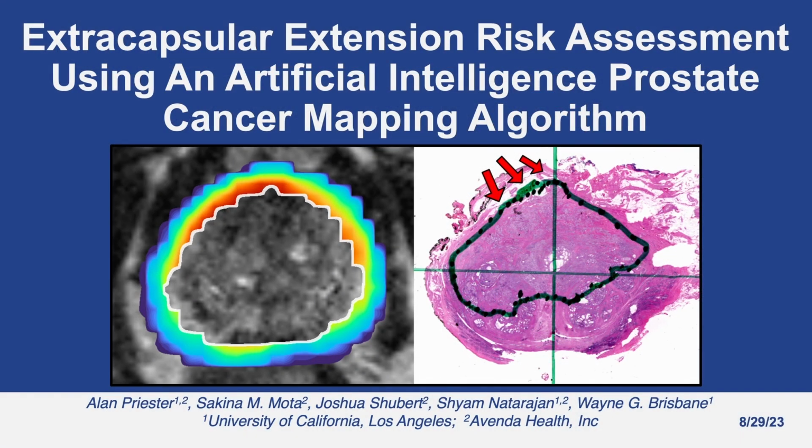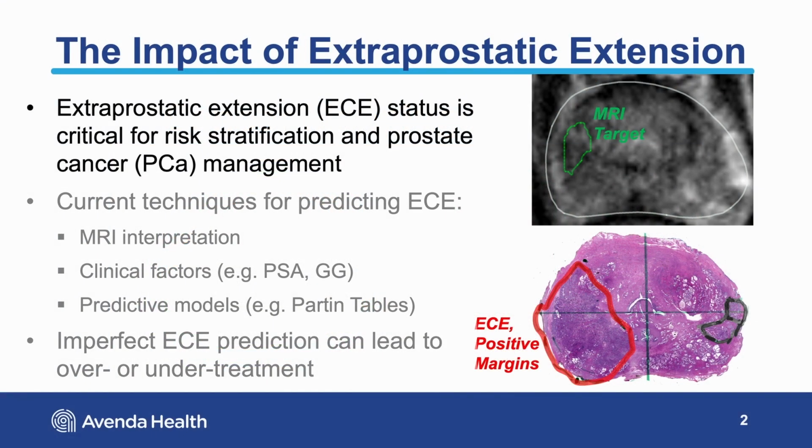For my first topic, I'll be discussing the assessment of extraprostatic extension using AI cancer mapping. The status of extraprostatic extension, or ECE, is critical for risk stratification and effective prostate cancer management. Current techniques for assessing ECE include MRI interpretation, clinical variables such as PSA, and predictive models such as Partin tables. Unfortunately, these methods are imperfect, and when mistakes are made, the repercussions can be severe.